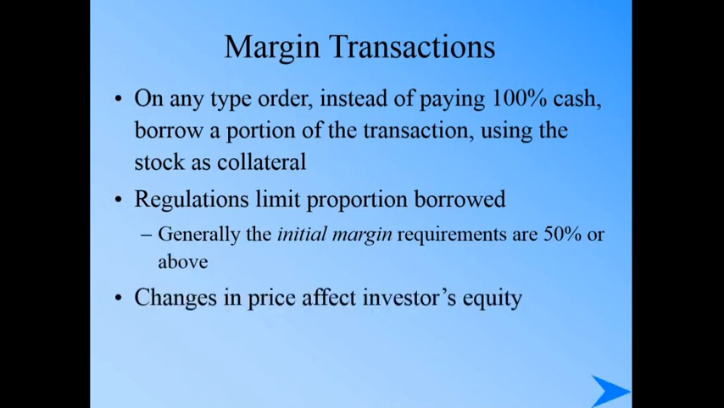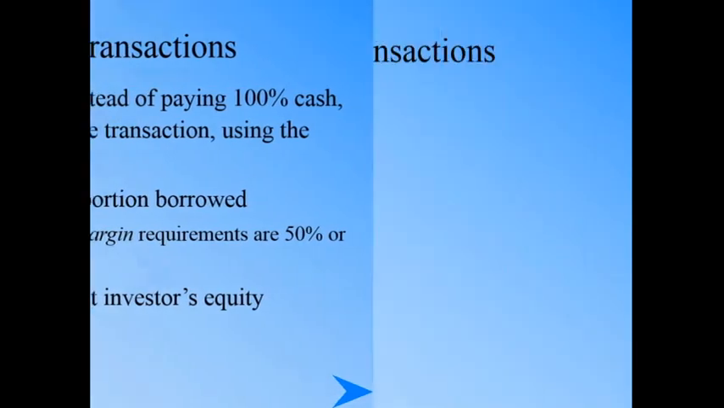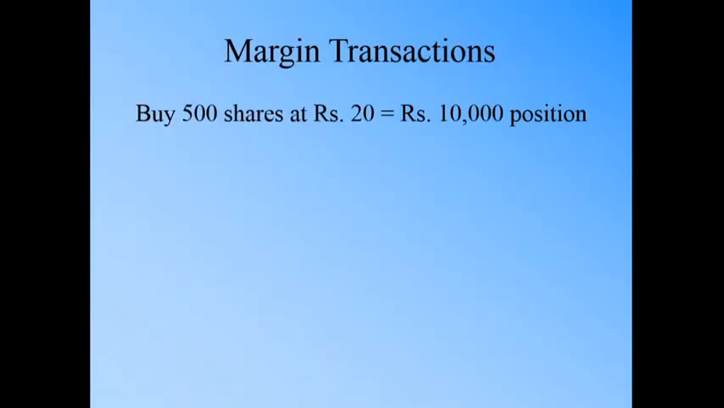Changes in price affect the investor's equity. Initially you had 60% of your own equity and 40% was the borrowed amount. In 50,000, if you borrow 20,000, it means 40% is debt or borrowing, and the remaining 60% was your equity. But once the price changes, your equity portion can increase or decrease, and how it is affected, we'll see in this slide.